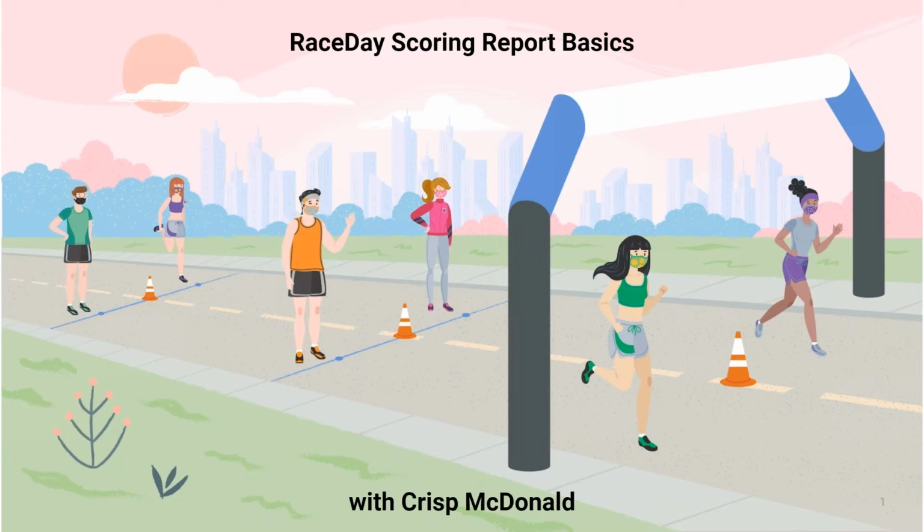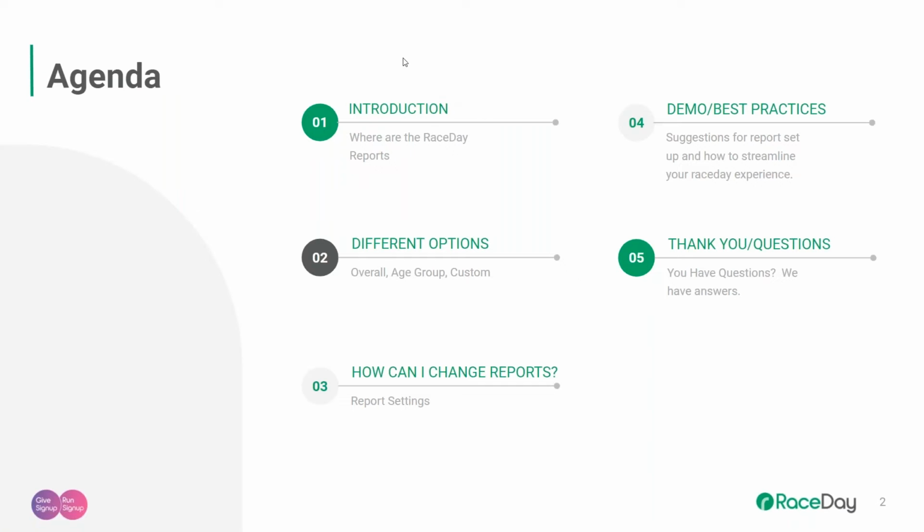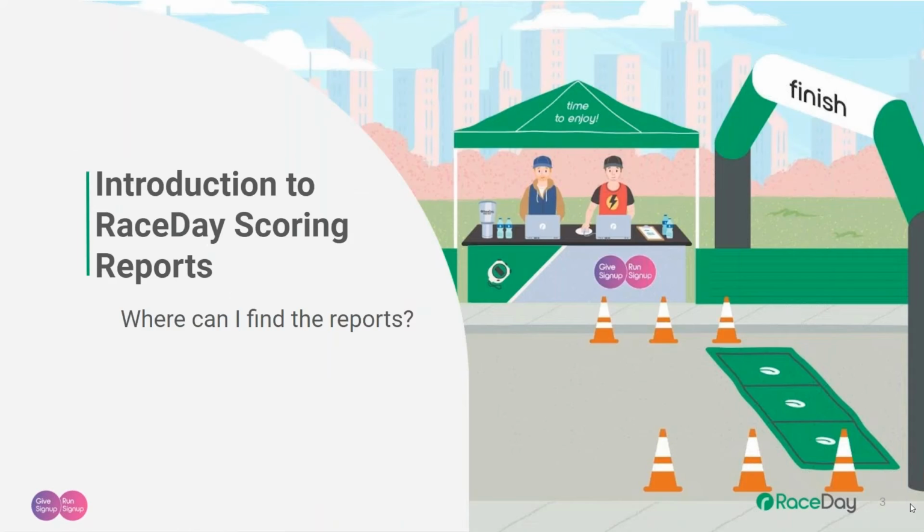So with the slides, it's a lot of screenshots of RaceDay scoring. But like I said, then we'll jump into a demo of a real event and how you can change things up and what that does to your report. I think we've got most people that are going to join us, so we'll go ahead and jump in. We're going to go into an intro. Where are the reports? I think most of you at this point know where those are, the different options that you have, and how to change the reports, and then, like I said, into the demo.